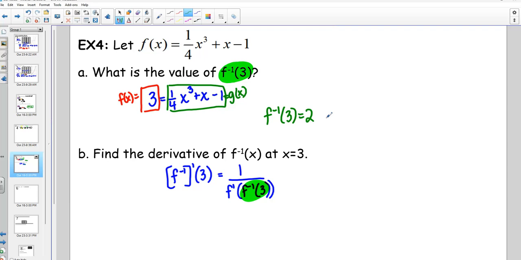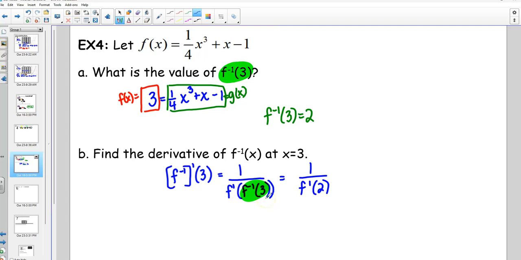We can do it. They won't give you this, and I want you to do it by hand on the actual exam. They would probably give you a calculator if they asked you to do this one. So we just found that this is 2. Now we need to know f prime of 2.